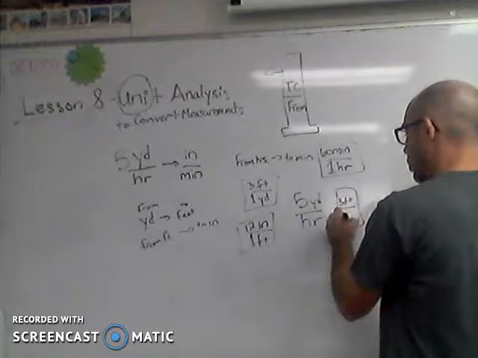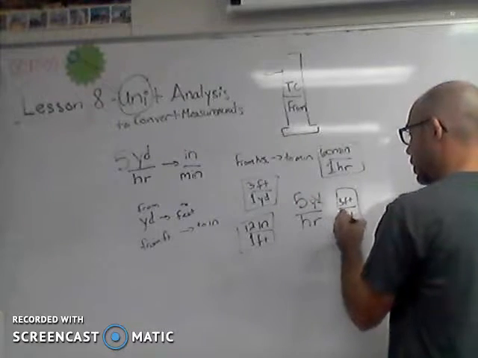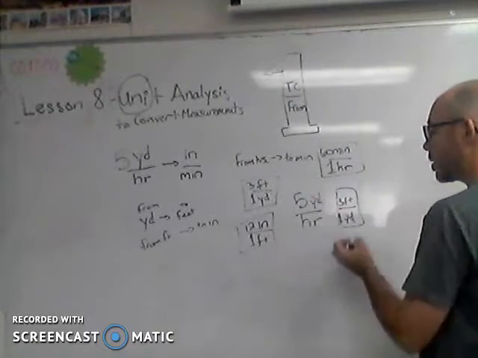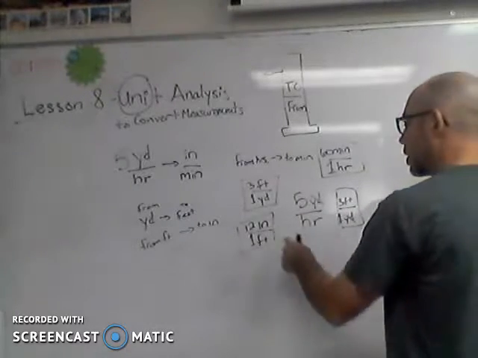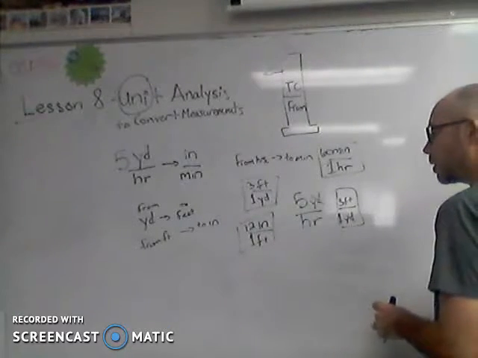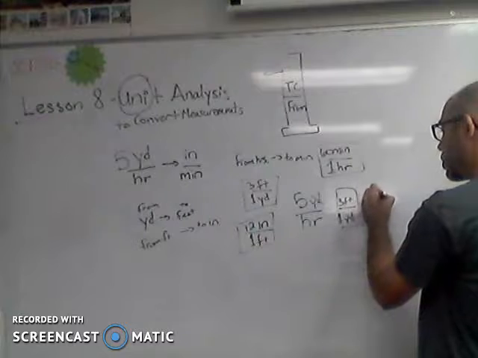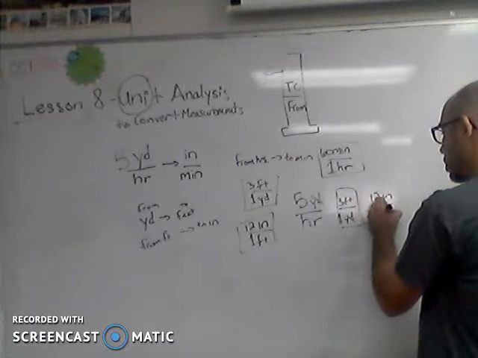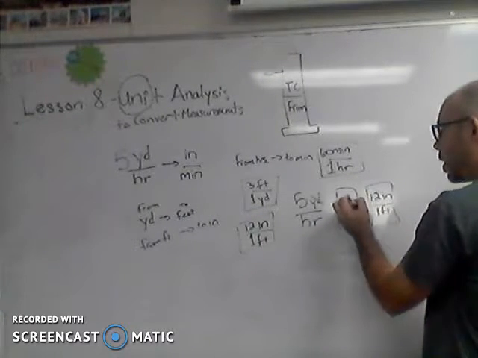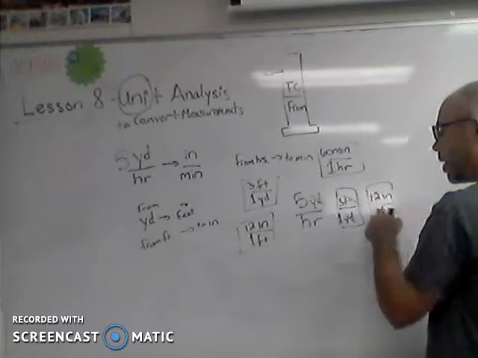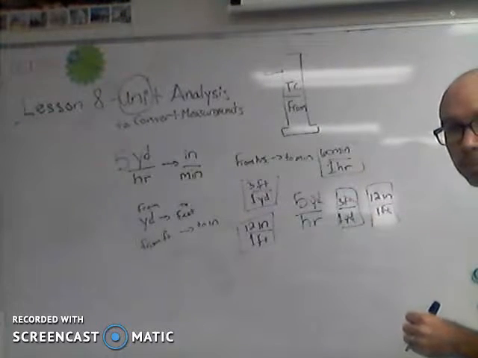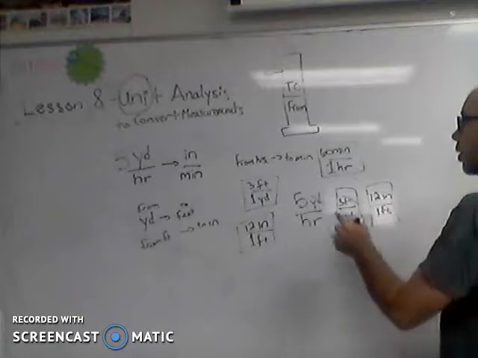3 feet, 1 yard. The yards will cancel out. I'm in feet per hour now. I need to get to inches, so I'll use the next one. This is equal to 1. And now the feet cancel out, and I'm in inches per hour. Okay? And then we go to our last one.